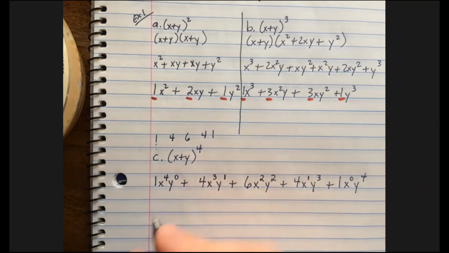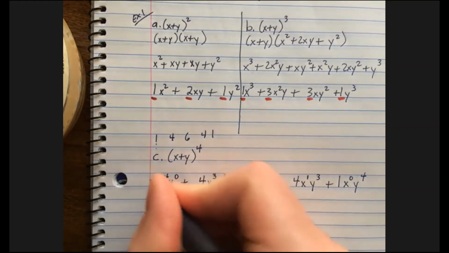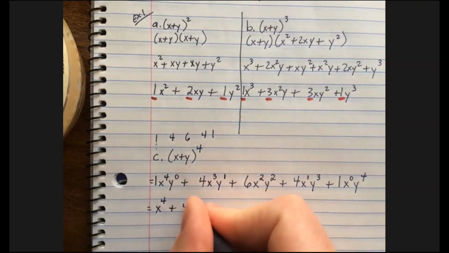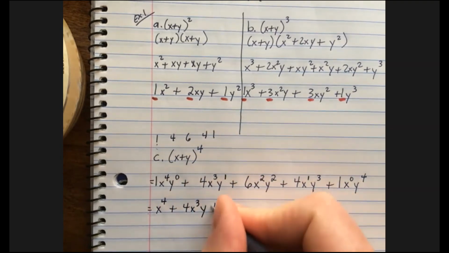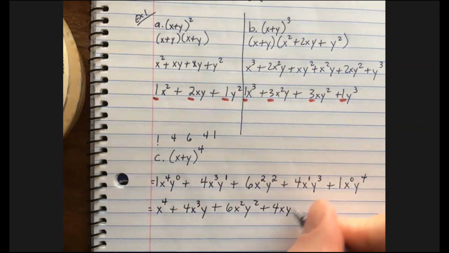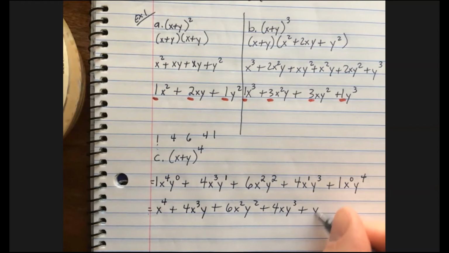So this y to the 0 and this x to the 0 are just 1s. And so just to write it a little bit cleaner, it'd be x to the fourth plus 4x cubed y plus 6x squared y squared plus 4x y to the third. Finish off with y to the fourth.